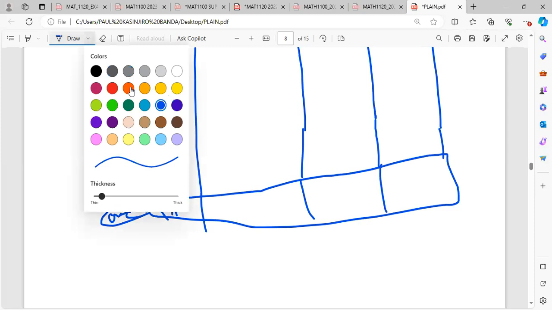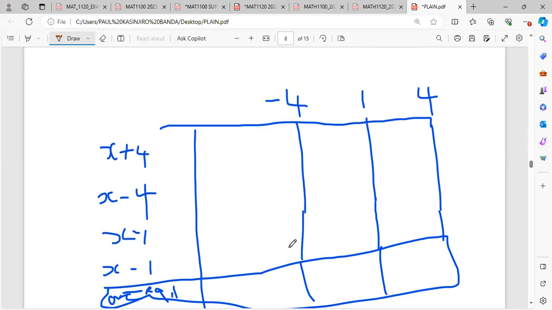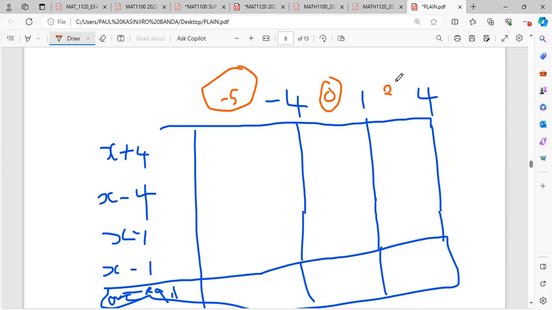Now let's look for numbers to test. Let me use red here. Here we can use minus 5, here in between we can use 0, and there we can use a 2. We're going to test these numbers. Negative 5, if I put it there, I get a minus 1, which is just negative. Negative 5, if I put it in each factor, I still get a negative. So I have negative, negative, negative.